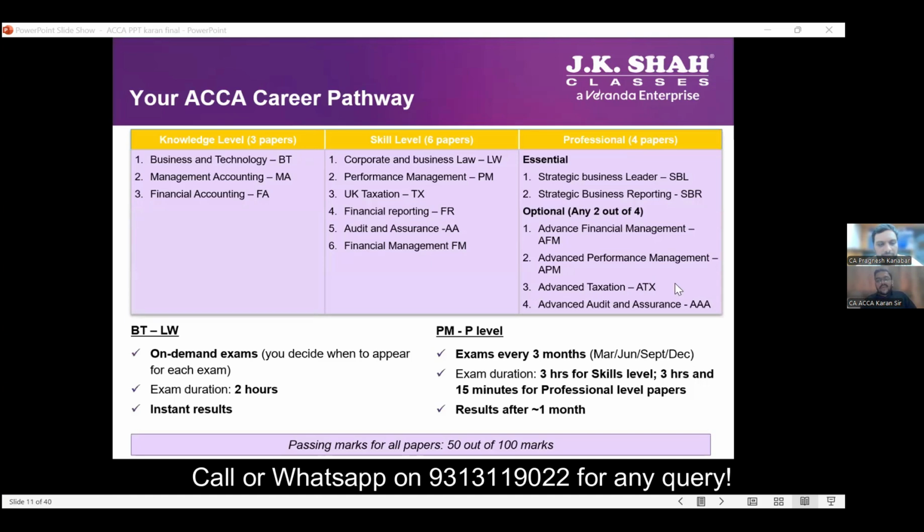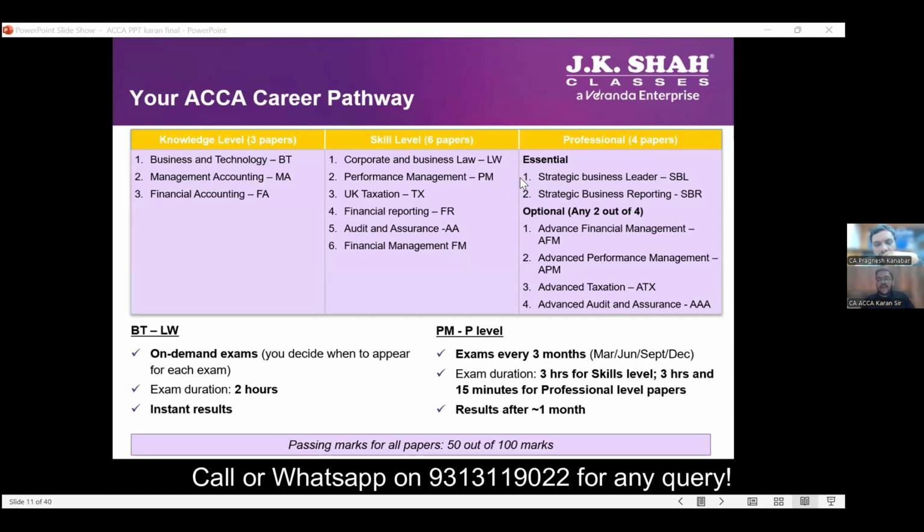Coming to, once again, a very important slide. I think this is very important for them. Yes, everyone should pay 100% attention to this. Here we can see that there are 3 levels in ACCA: knowledge level, skills level, and professional level. 3 papers in knowledge level, 6 papers in skills level, and 4 papers in professional level. Out of these 13 papers divided in 3 levels, the first 2 levels, the knowledge level and the skills level, are completely exempted for you as a chartered accountant.